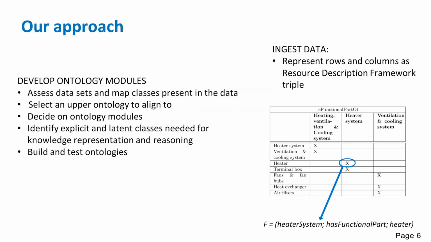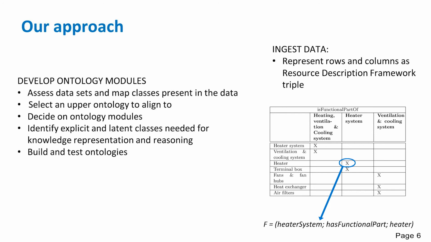So how do we start? First, we assess the datasets. In our case, there are two, the asset hierarchy and the FMEA tables, and we identify concepts and their relationships to each other. For example, we can see on the right-hand side the relationship between the heater and the heating system in the table is captured in the text as F equals heater system, has functional part, heater. Writing in this way makes the text machine readable.